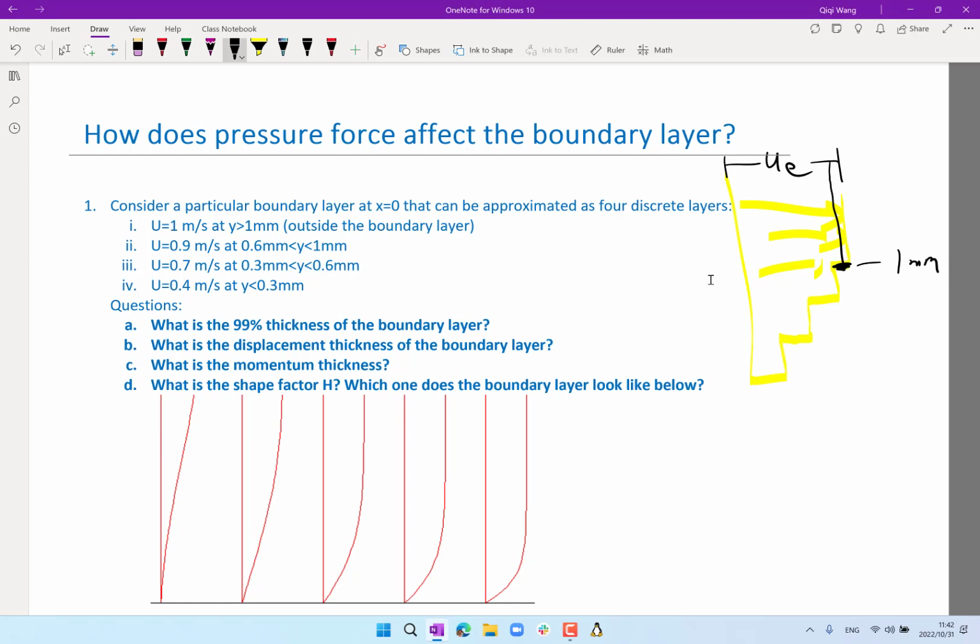Okay, so now the other thicknesses require you to do some calculation. So please start working on it. What is delta star? What is theta? And what is the shape factor? And which one does it look like more?